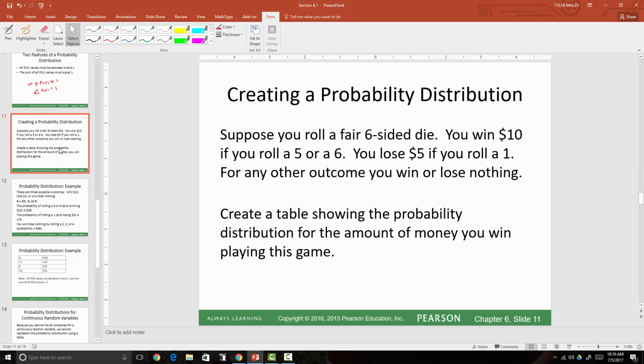So the next example we're looking at is creating a probability distribution. We want to make our own probability distribution. So if we roll a fair 6-sided die, that's the experiment we're doing. We can win $10 if you roll a 5 or a 6. You lose $5 if you roll a 1. For any other outcome, you win or lose nothing. So we want to create a table showing the probability distribution for the amount of money you win playing this game, right?